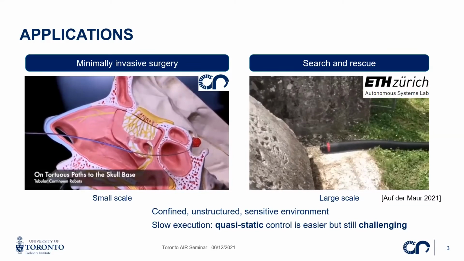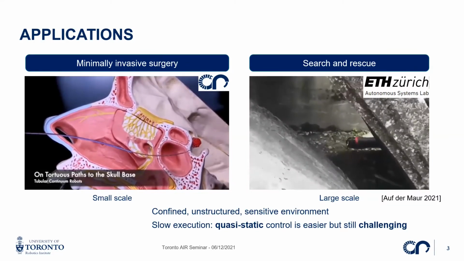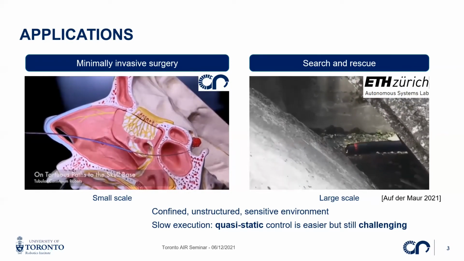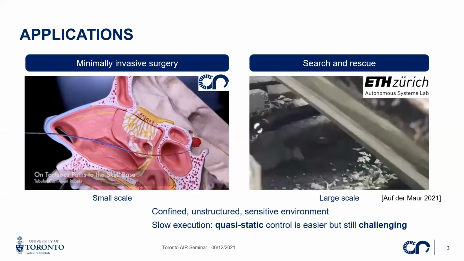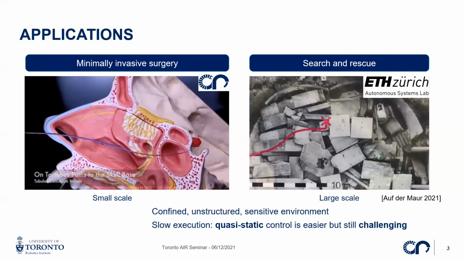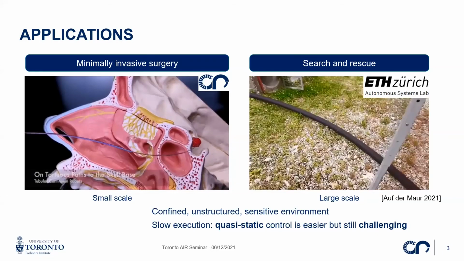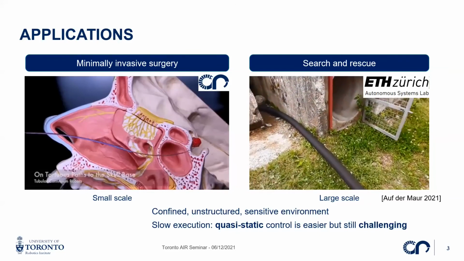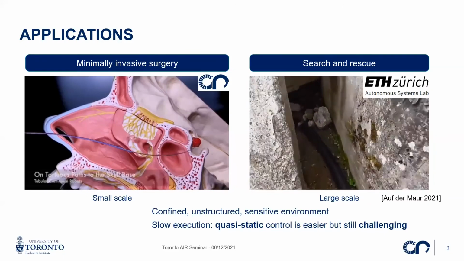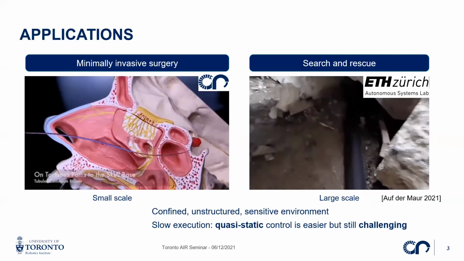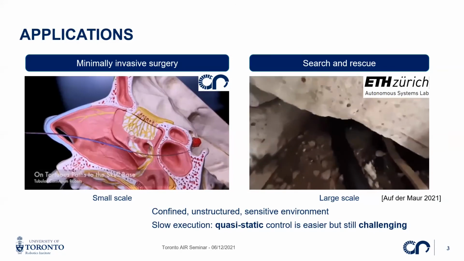Another nice application at a much larger scale now is search and rescue, where we need to access victims under piles of debris or in disaster areas, which are hard to reach with conventional means. Then continuum robots can provide very interesting solutions to detect these victims and also bring them some supply, for example, or to rescue them.